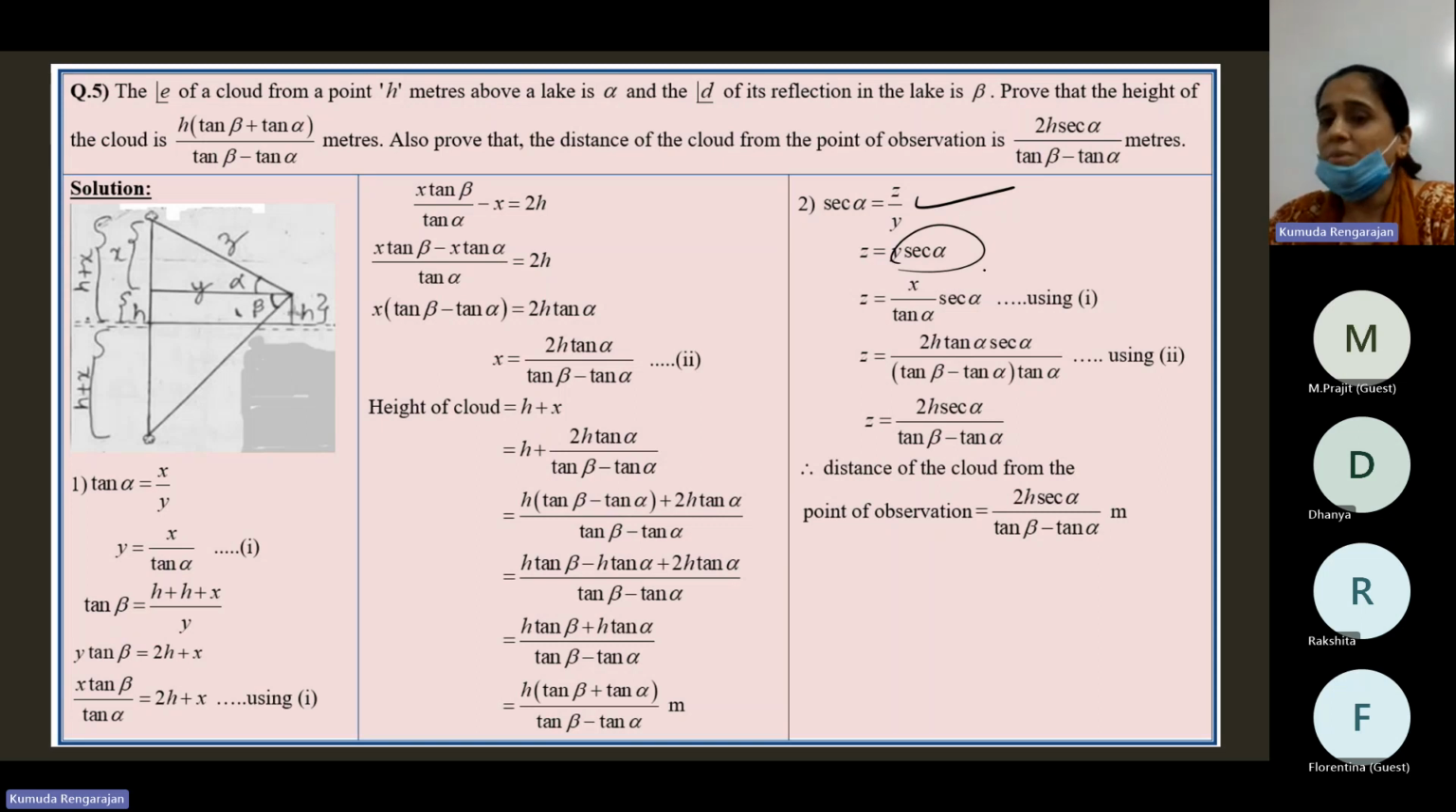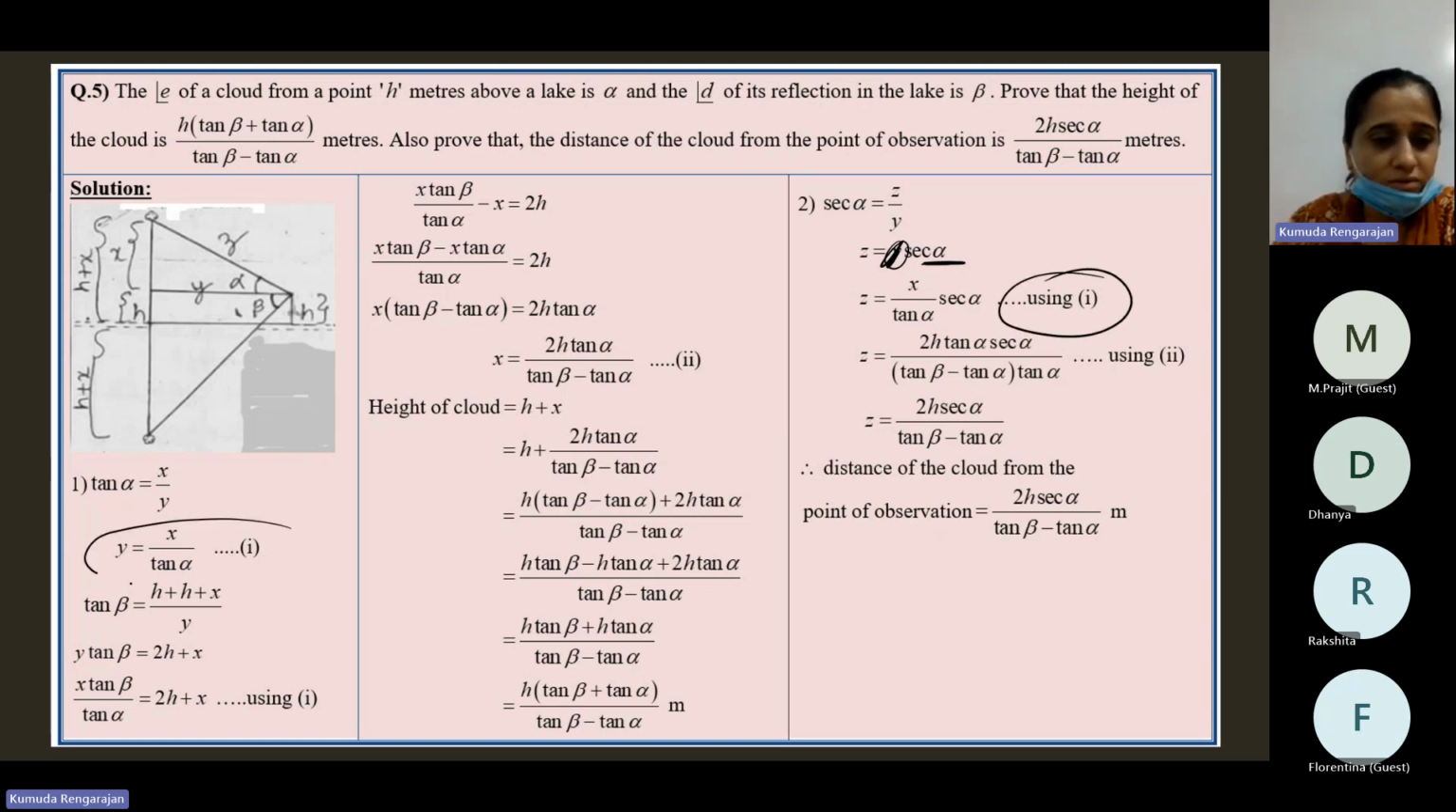So we have it. But the thing is, we don't want y. We want secant alpha, let secant alpha be there. We don't want y. So come back here. What is y? X by tan alpha. So take away y and write x by tan alpha and secant alpha. That's what I've written using 1.